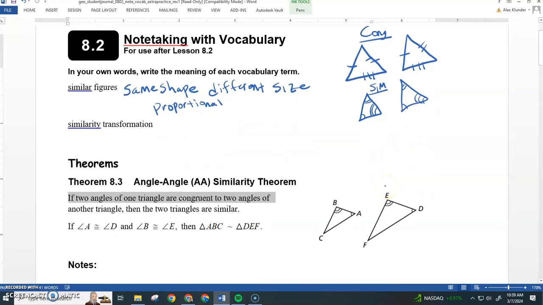A similarity transformation just means that it preserves shape. So the angles aren't going to change. You might change the length of sides, but you're going to change them proportionally. If you change one side by 2, you have to change all sides by 2. And that's really what similarity transformations mean. When I change it, I have to change them the same way. So it's going to preserve the shape. You can't just change one side.